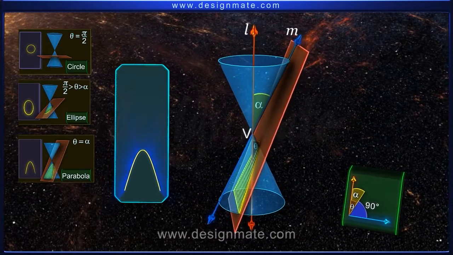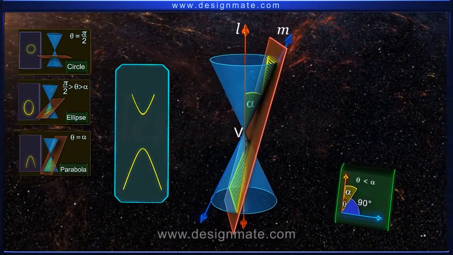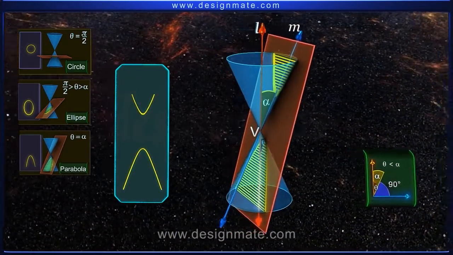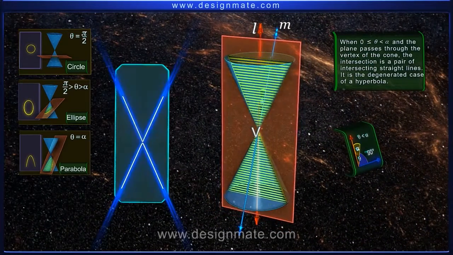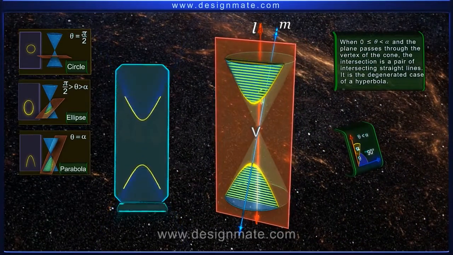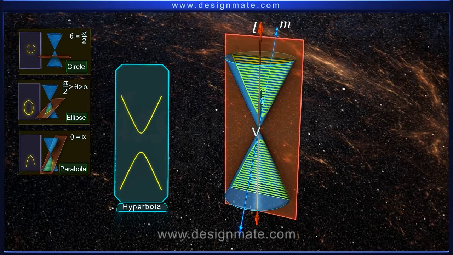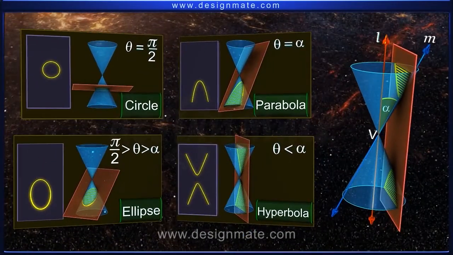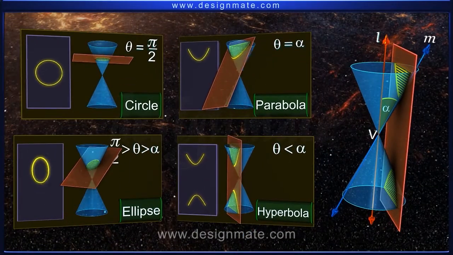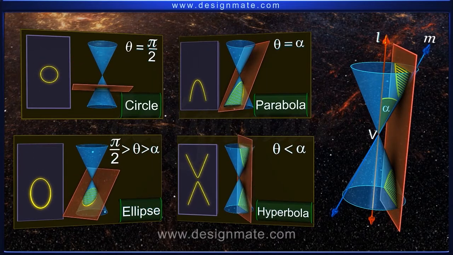When the plane cuts the cone at an angle less than alpha, that is, theta is less than alpha, a hyperbola is formed. Thus, we observe that different shapes are formed when a plane intersects a double-napped cone at different angles.